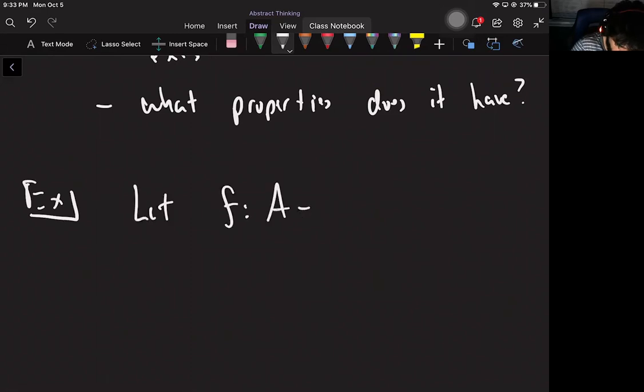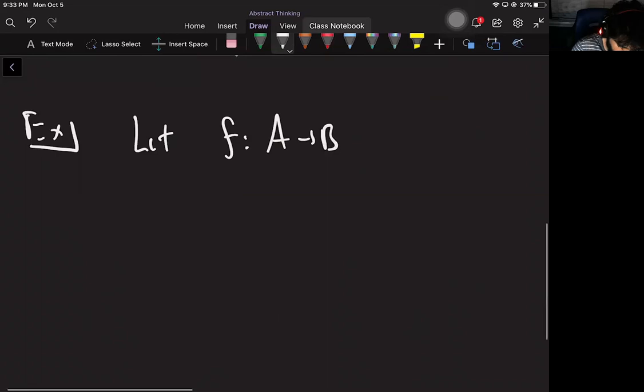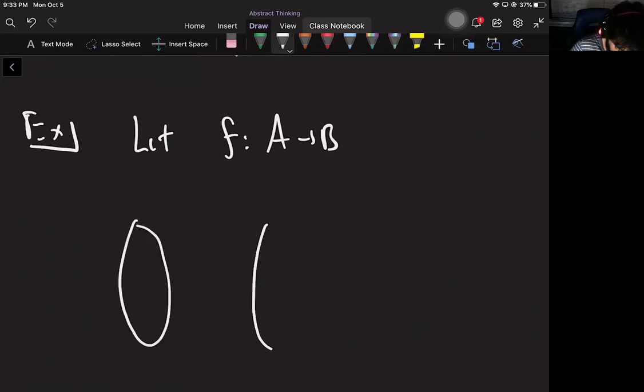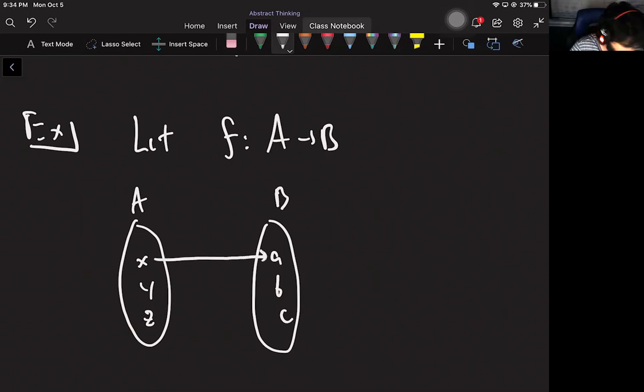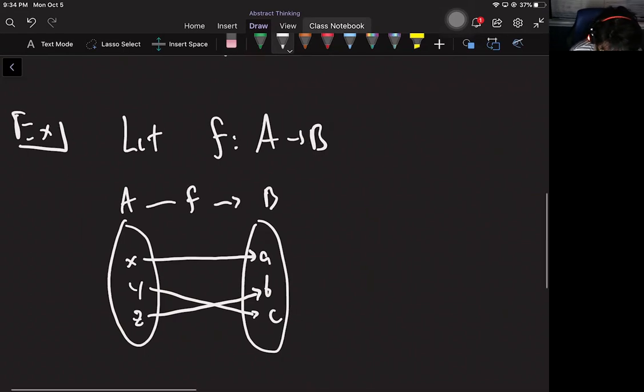I think that whenever you're doing mini examples, the best way to do it is with these little pictures here. So let's have this be our two sets, A and B. So this would be A, this would be B. A has X, Y, and Z, B has A, B, and C. And then remember, we can just define a function by saying where all the elements go, as long as we obey the rules of a function, then this tells us the function.